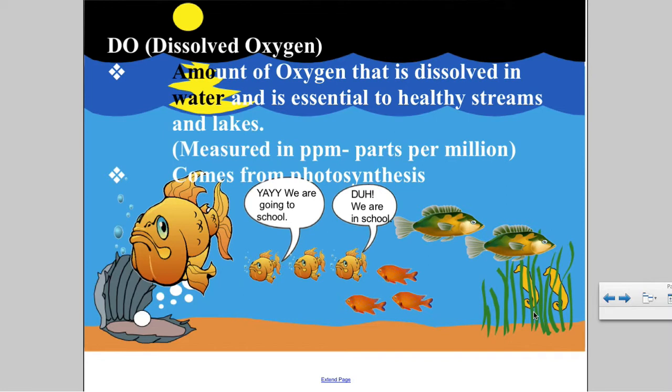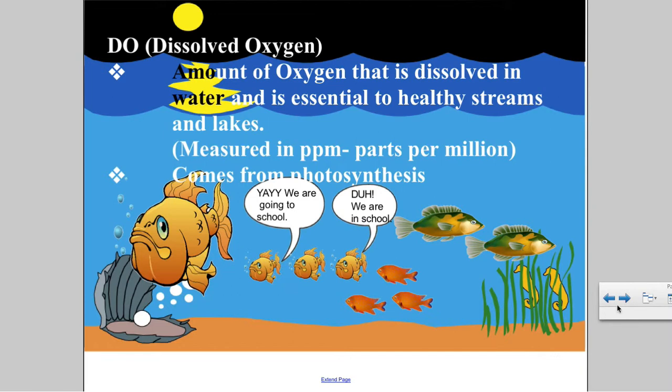So far we've covered things that determine water quality, things that we look at when we're looking at water quality. So far we looked at temperature. We have to check the temperature. We have to check the pH, and we have to check the dissolved oxygen. That's not enough, though. We have to check all 5 things to determine if the water is healthy or not.